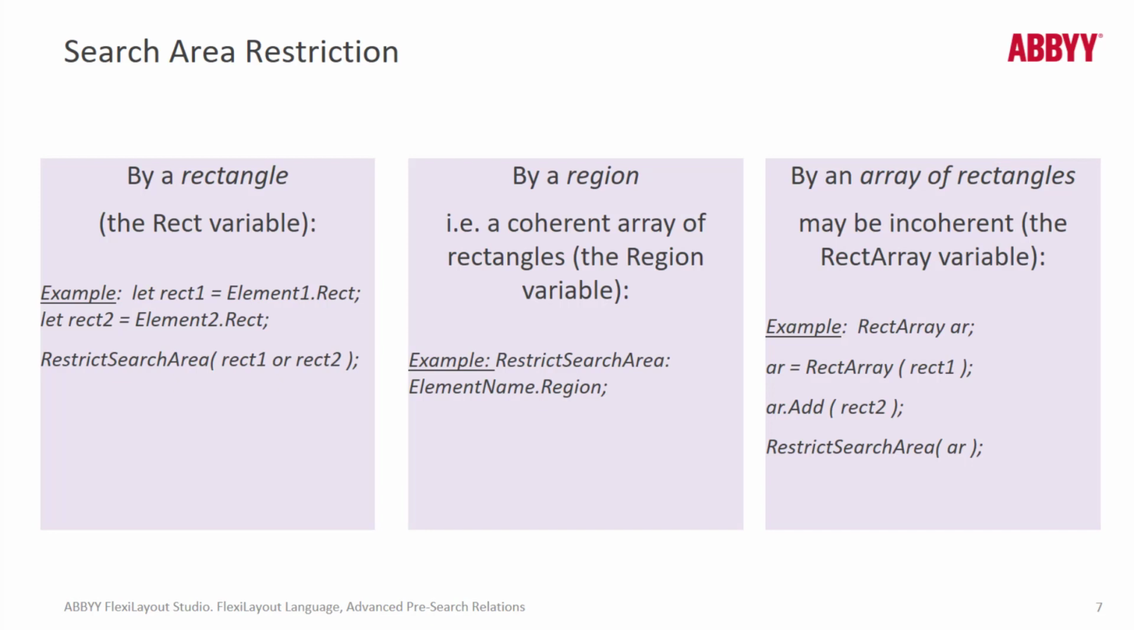Also, you can restrict the search area by the area of rectangles, as we see in this code example right here. As well, we can restrict by regions and by an array of rectangles, and that's the example that I showed previously, where we specify certain rectangles and then we combine them.